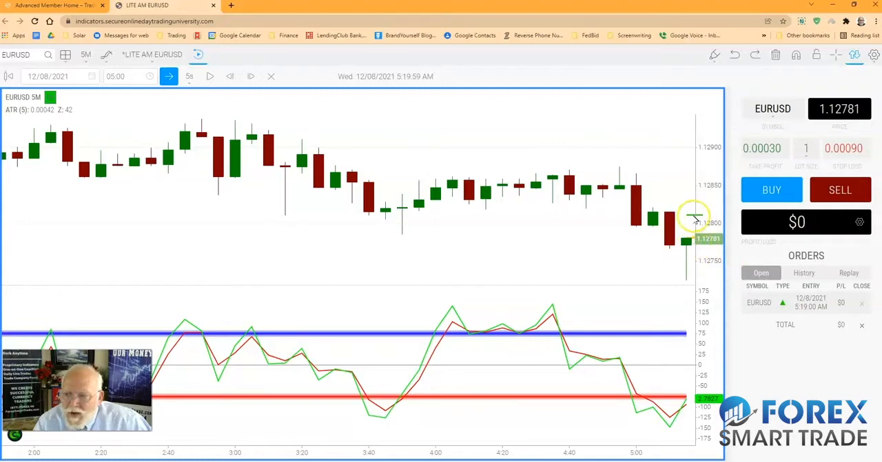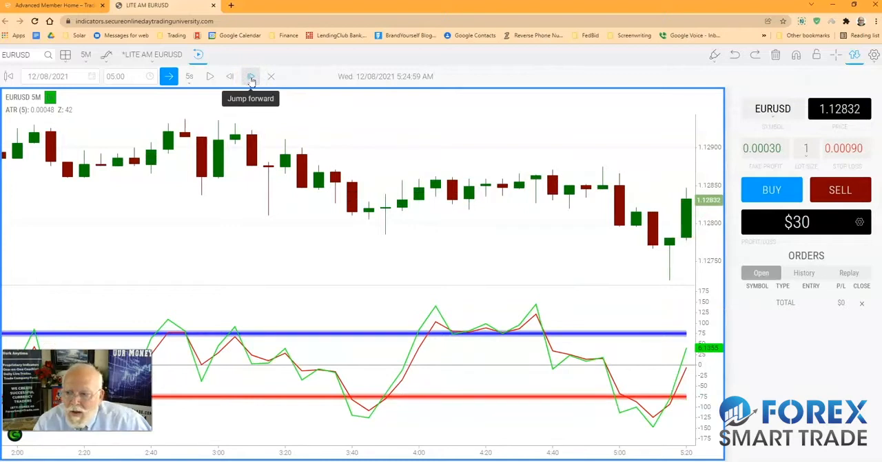Here's where we entered, when the candle crosses this spot here. We've made our 3 pips. The broker will automatically close the trade. You can't see the stop loss. It's off the screen here, but let's go forward. All right, we've made the trade. Let's keep going forward.